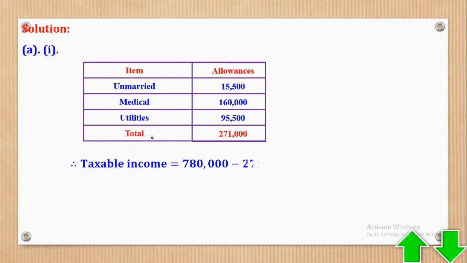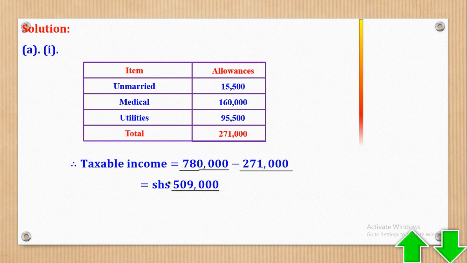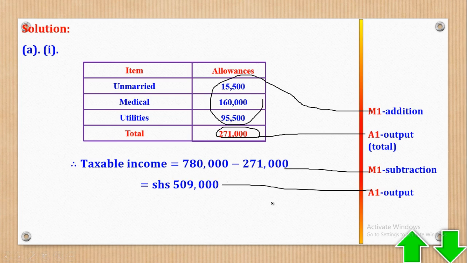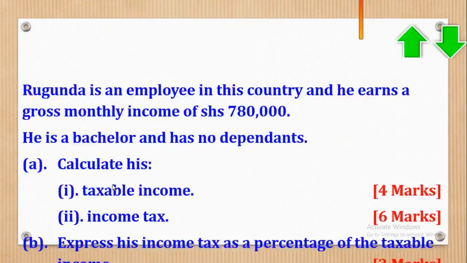So what does that mean? It means that taxable income will be equal to this minus that. So when I subtract, I'll come up with shillings 509,000. So that was Roman 1. Let's see how much can be awarded before we go to the next part. So M1 for addition and A1 for output. Then M1 for subtraction, A1 for output. So that was Roman 1.